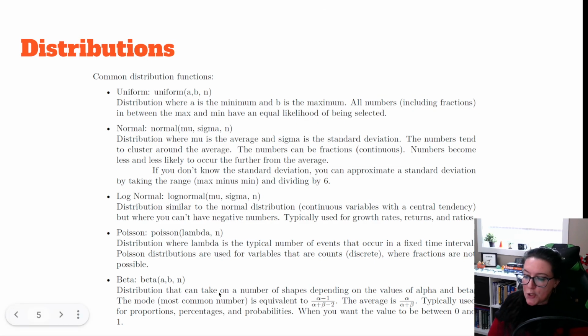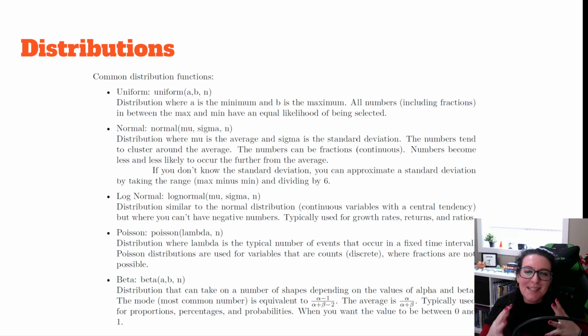And this is a distribution that can take on lots of different shapes depending on what you put for that alpha and beta. Okay, so alpha and beta are the two values here. The mode, the most common number, is going to be equivalent to alpha minus 1 divided by alpha plus beta minus 2. So this formula here is going to be the mode, and the average is going to be alpha divided by alpha plus beta. So we're going to use that, and we'll look at that in a moment in our Python code.